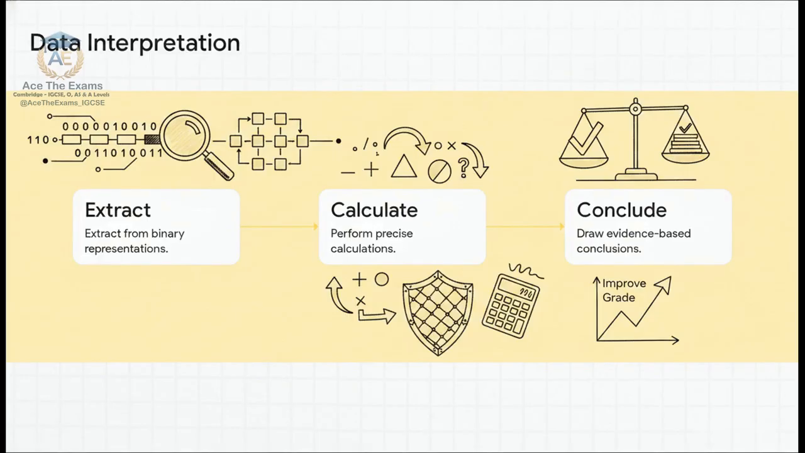Sometimes Cambridge throws a massive curveball and gives you memory dumps or complex binary representations of an array state. Interpreting these is notoriously difficult. But look at this sequence. First, you systematically extract the data from the binary or hexadecimal representations. Don't panic, just decode it. Next, you perform your calculations to figure out where the pointers are actually leading. And finally, you draw evidence-based conclusions about the state of the linked list. Is it traversing correctly? Is there a loop?